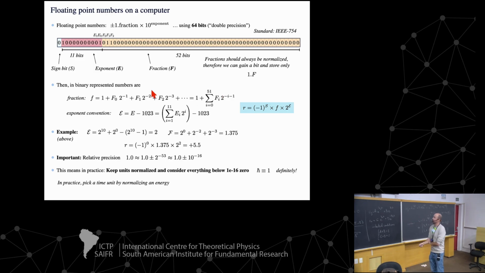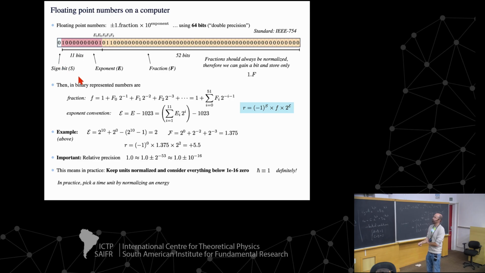But then on top of this, I also have to store the sign of my number. So I have a sign bit, and then I have an exponent here. And the convention here is, as I said, the fraction is written in this form: 1 plus bit f0 times 2 to the minus 1, f1 times 2 to the minus 2, and so on, and I go all the way up to these 52 bits. And for the exponent, the convention is that one takes the number that is stored here in the integer convention that I had before, and normalizes it in such a way that I subtract 1023, which is 2 to the power 10 minus 1. And then this exponent can be positive or negative.